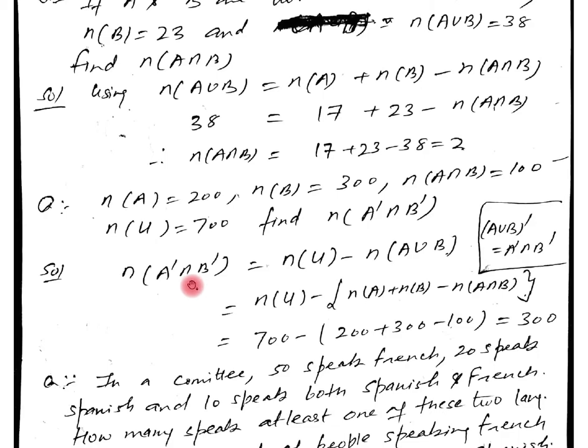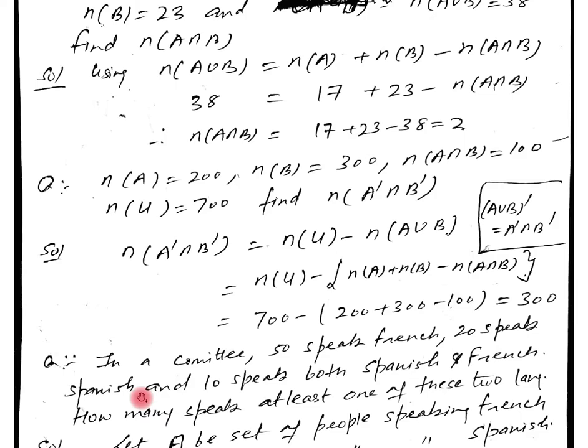Now the number of A dash intersection B dash can be written as the number of U minus the number of A union B. So therefore the number of U stays as it is. Now we know the number of A union B is equal to the number of A plus the number of B minus the number of A intersection B. Putting all the values, we get 300. It means there are 300 elements which are neither in A nor in B. So this gives us the value of the number of A dash intersection B dash, which is the number of U minus the number of A union B.